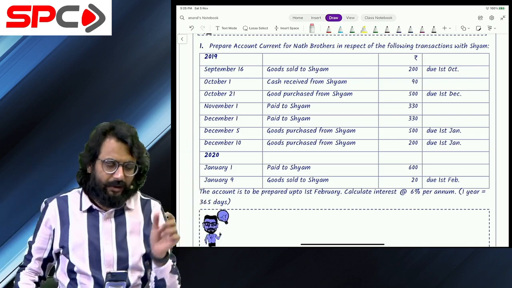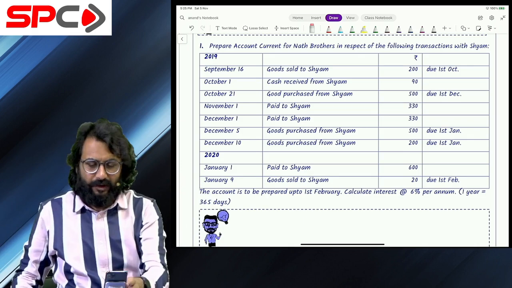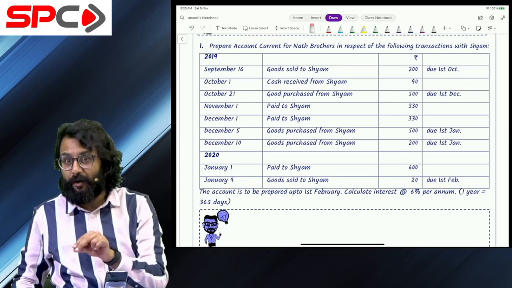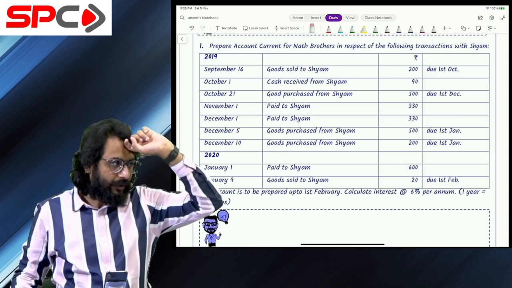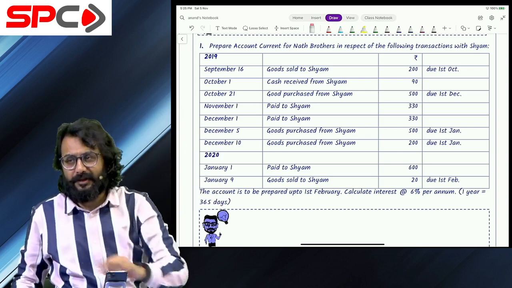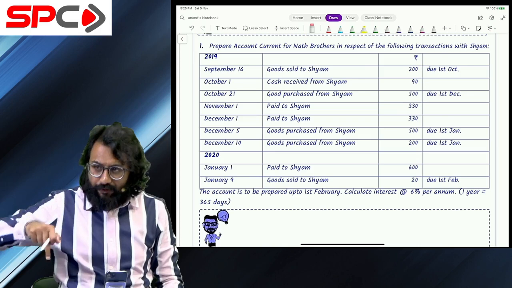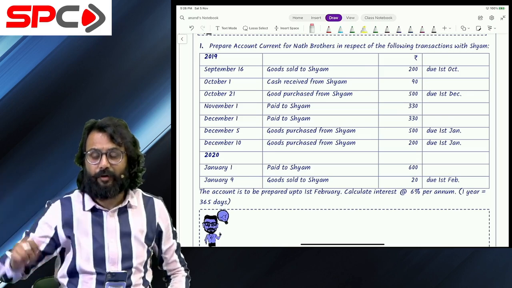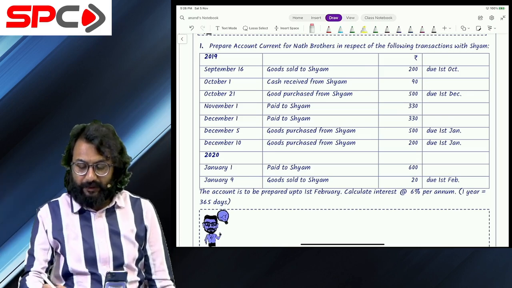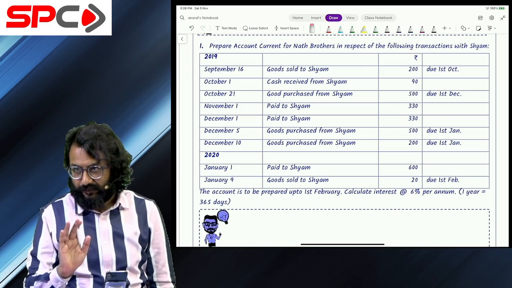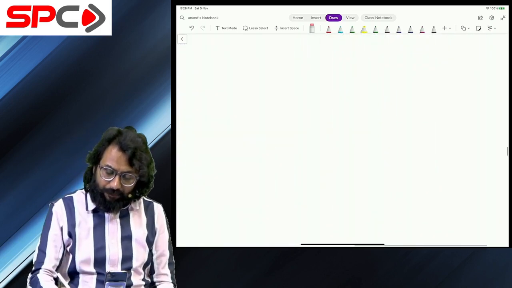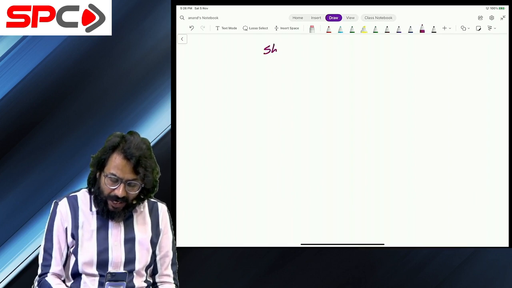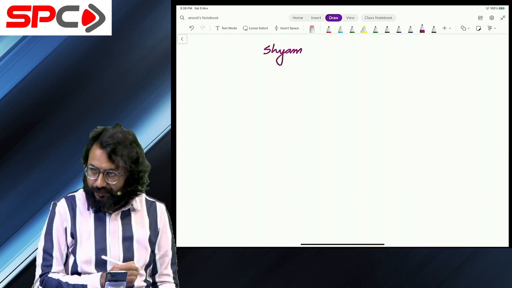My first interpretation went wrong because my English is a little weak. It should have been "of". If it were "of", we would be in the books of Sham. For Nath Brothers means we are actually in the books of Nath Brothers and we are creating an account for whom? Sham. Until you understand this, there will be a problem. If you are creating the account of Sham, Sham has to come first in the wording.